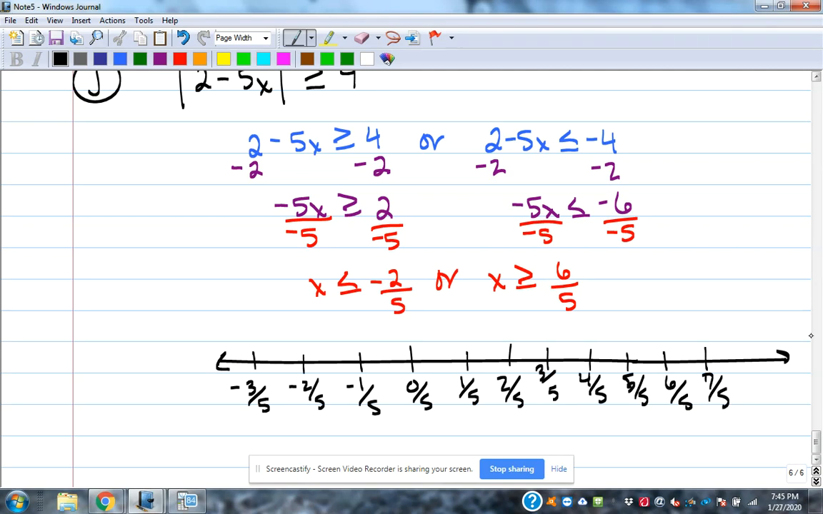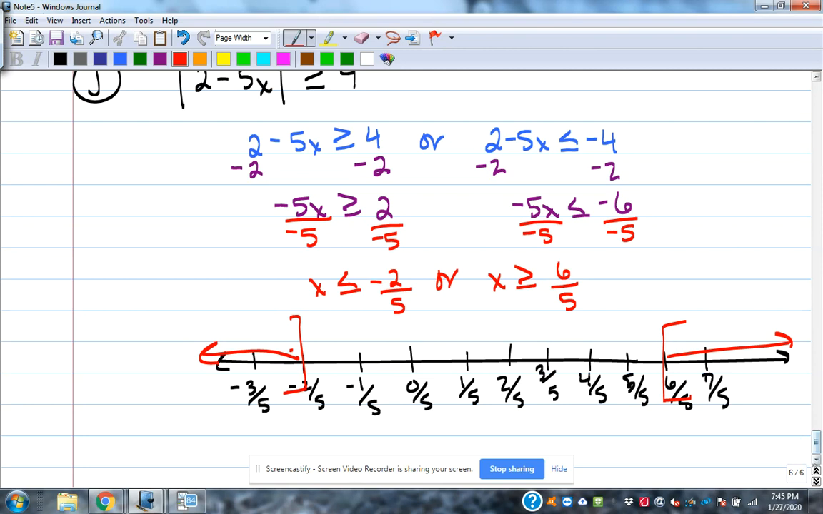There. All right. So at the negative 2/5, we're going to put a bracket, opening to the left, and go in that direction. At the 6/5, a bracket going to the right.